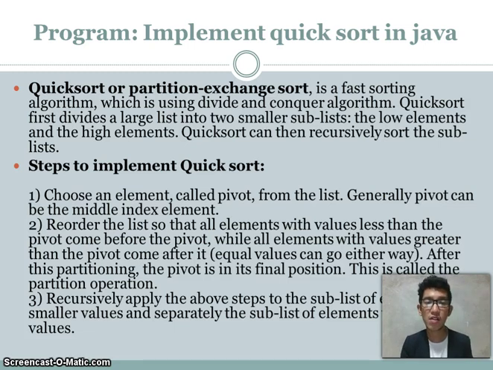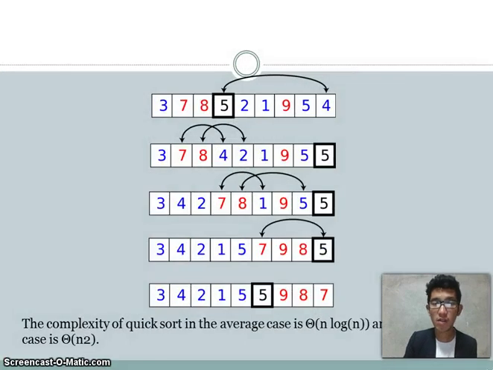Second, reorder the list so that all elements with values less than the pivot come before the pivot, while all elements with values greater than the pivot come after it, or equal values can go either way. After this partitioning, the pivot is in its final position. This is called the partition operation. Third, recursively apply the above steps to the sublist of elements with smaller values and separately the sublist of elements with greater values.